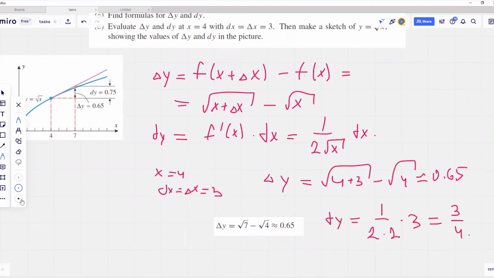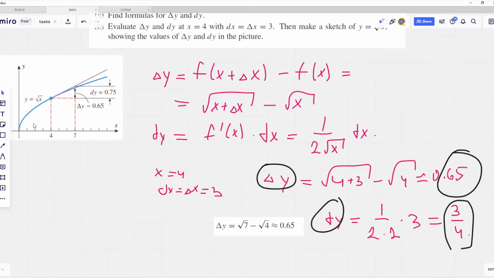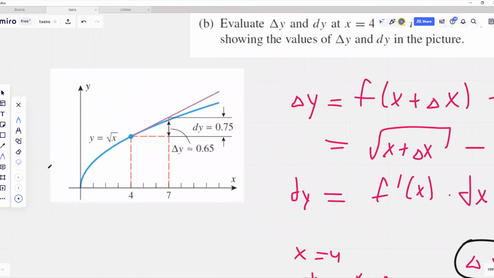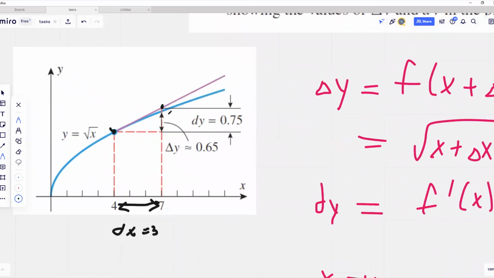Now we can see the distinction between dy and delta y. So dy here represents the change in y coordinate when we travel a distance of 3, dx equals 3, along the tangent line to our graph at the point x equals 4. And delta y then represents a change in y coordinates when we travel distance delta x along our curve root of x.